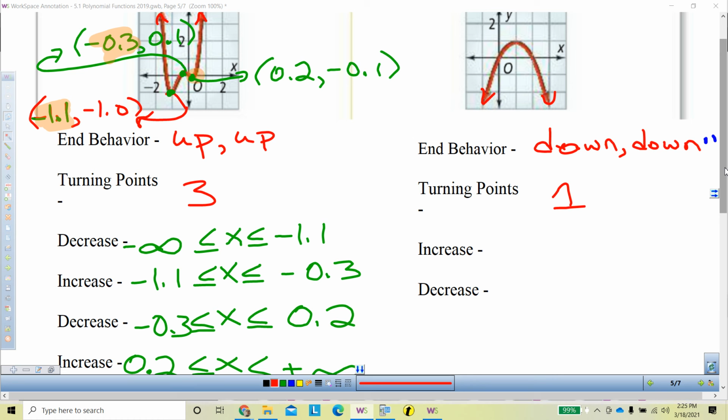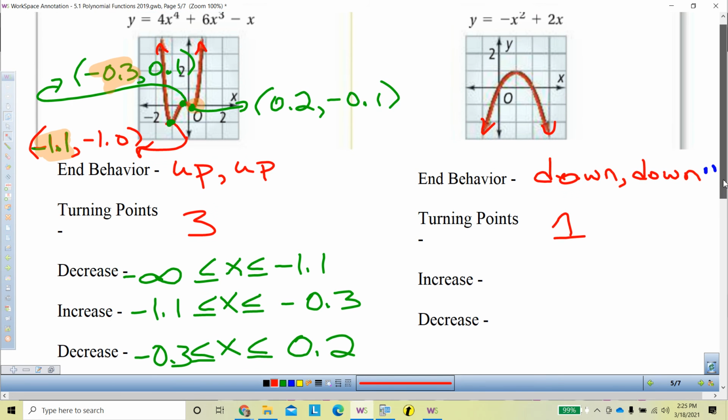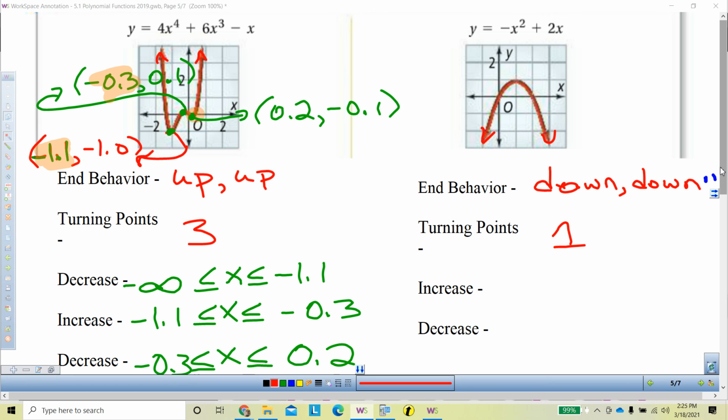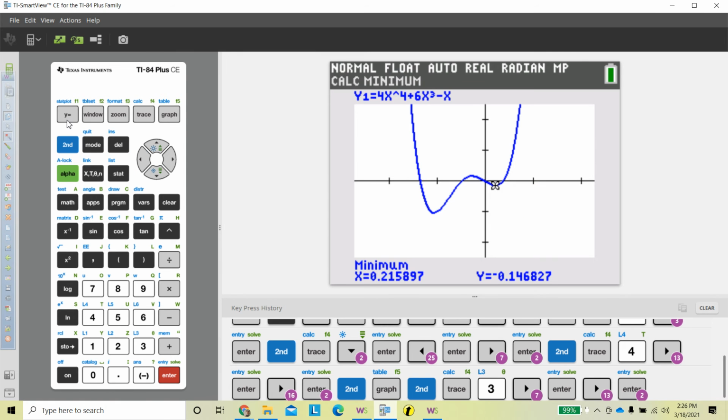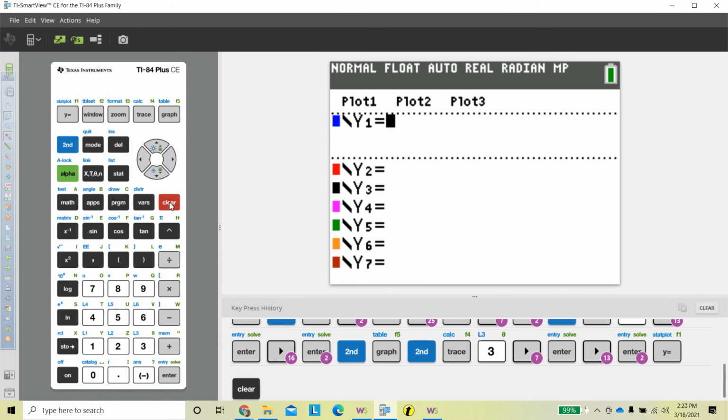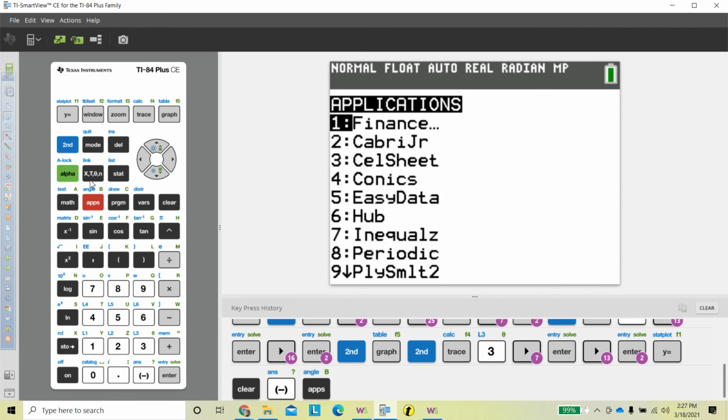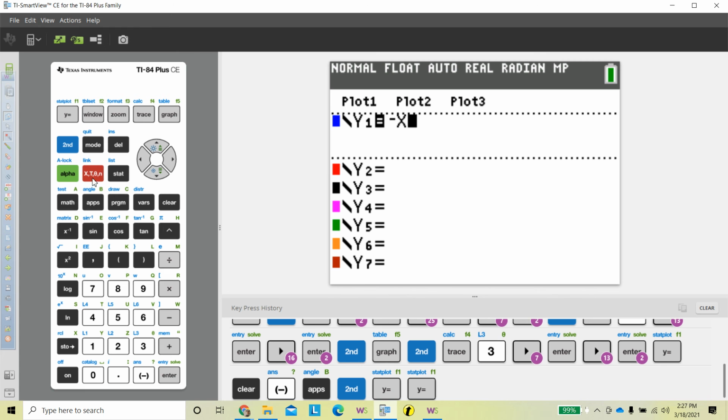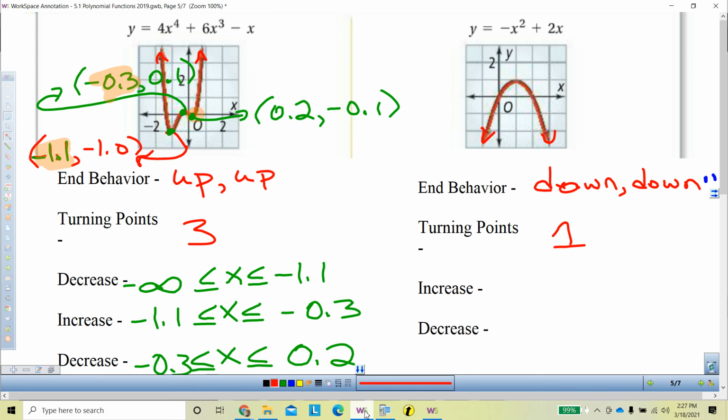Okay? So we're going to throw the second one in to get that max. It's obviously easier because we only have one turning point. So negative x squared plus 2x. Click your y equals, clear out your old one. We have negative x squared plus 2x.